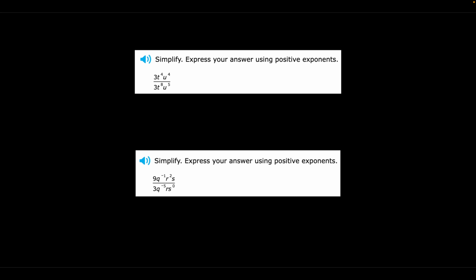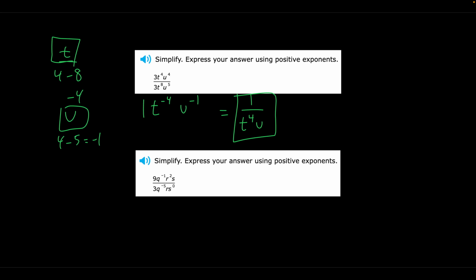Okay, now you've had time to work these problems. Let's check your solutions. For the first problem, here is the work. You should have gotten some negative exponents. Final answer is 1 over t to the 4th, u to the first power. Again, just not going to write that 1 in the exponent. This one, you have to write the 1 on top, because otherwise there would be nothing in the top of a fraction. That doesn't make any sense.